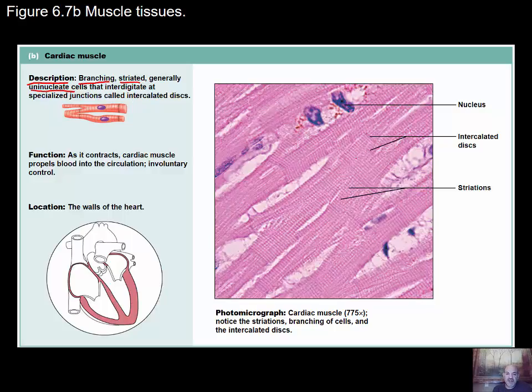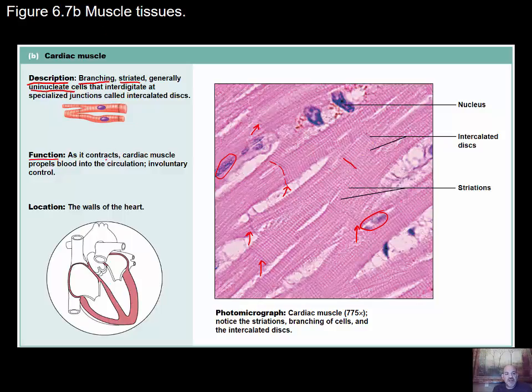You can see the intercalated discs. They're these rather dark stripes or dark bands, darker than the rest of the striations. So all of these right here that I'm pointing to represent intercalated discs. Make sure you know how to spell that. Then you can see a nucleus here and there. So everywhere you see an intercalated disc, that's going to be a separation between individual cardiac muscle cells. So what is the function?